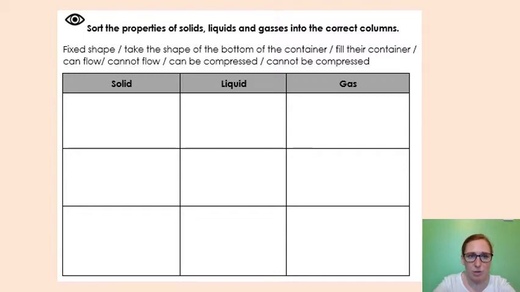Which ones cannot flow or pour, which ones can be compressed? Compressed means squashed in. So can you compress it? Can you make it fit into a smaller space? And which ones cannot be compressed? Now you'll see that there are 9 boxes there, but only 7 statements. That's because there's a couple that belong in both. Pause the video and fill in your table now.